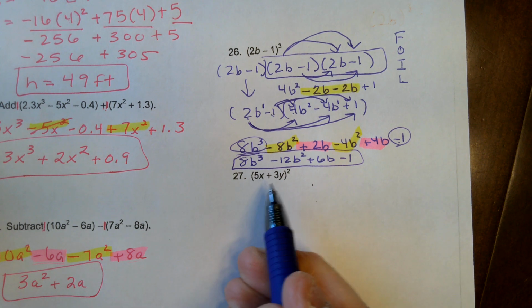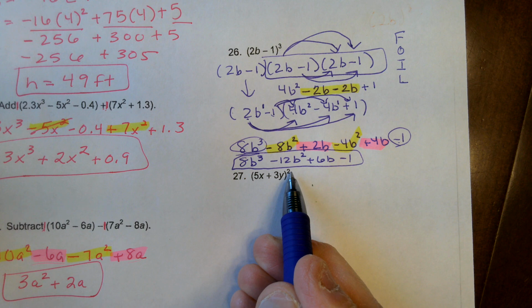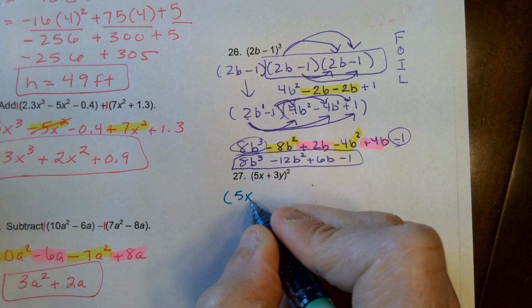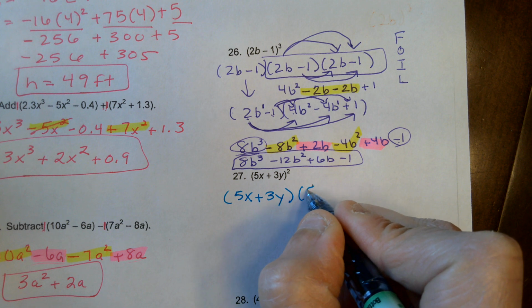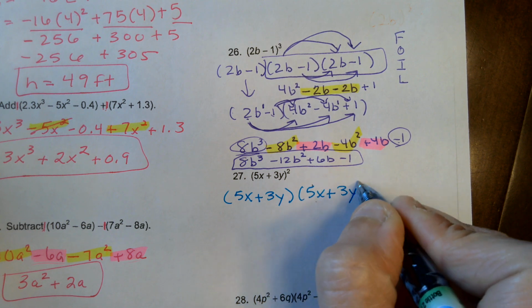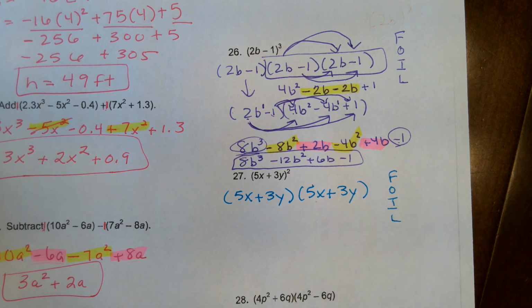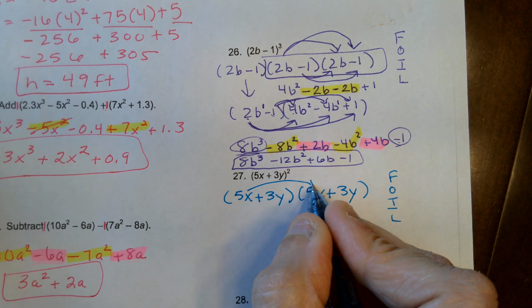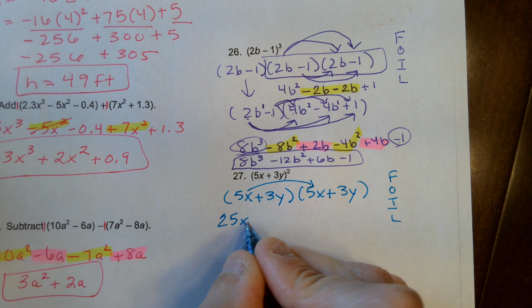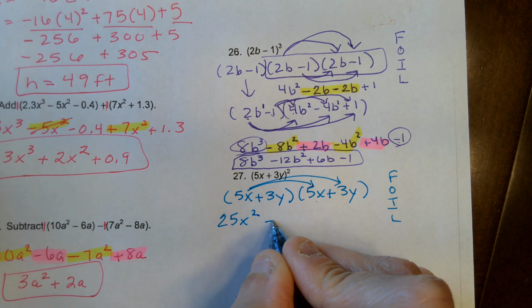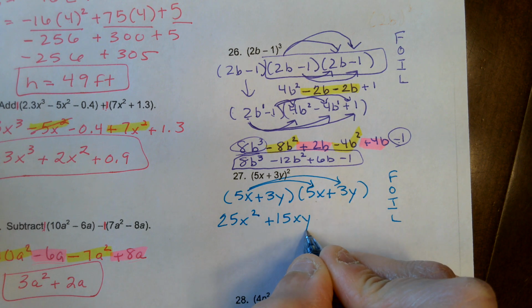Next one, same thing. We have adding in there, so we're not just raising it to the second power. I got to rewrite it, with a different color because that is just too much purple. 5x plus 3y times 5x plus 3y. We're going to use FOIL. First term, 5x times 5x is 25x to the second. 5x times 3y is 15xy.